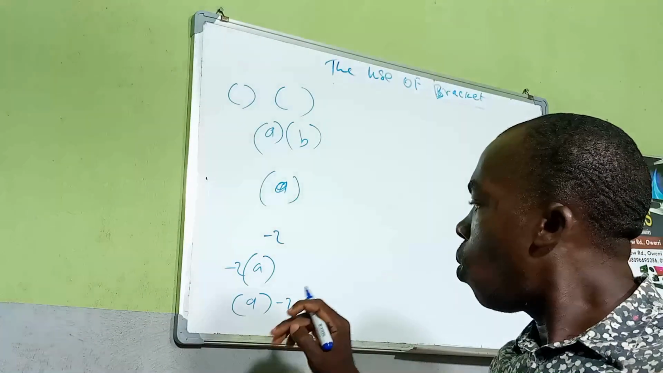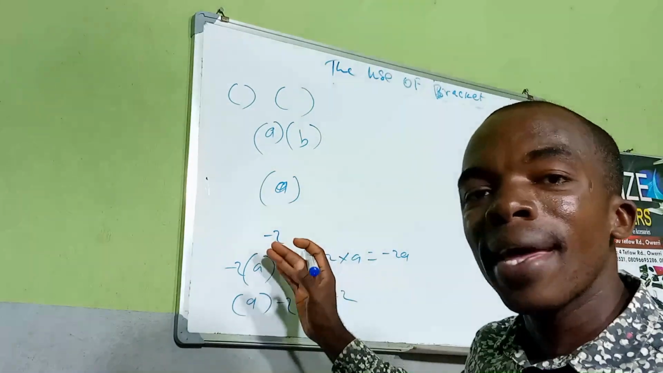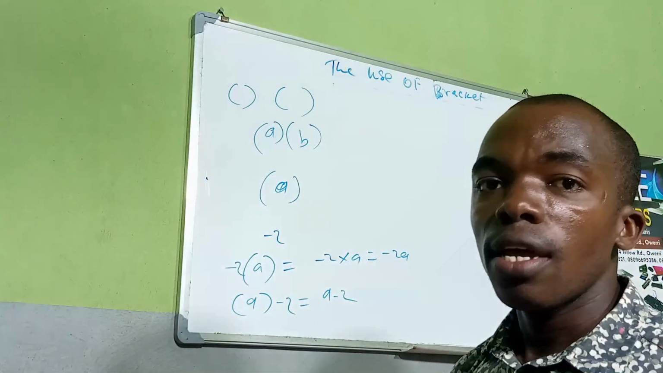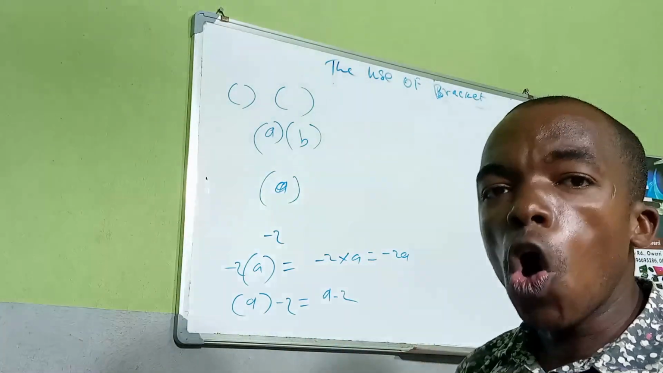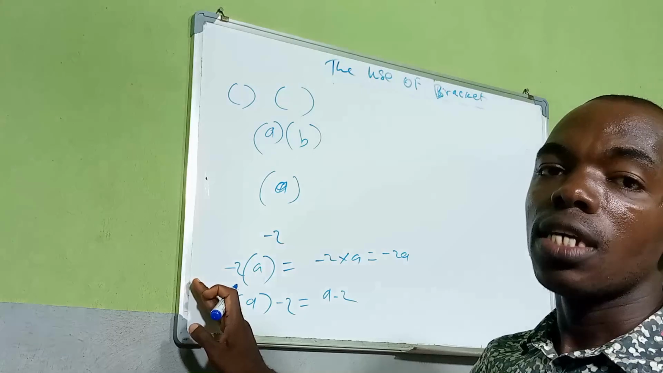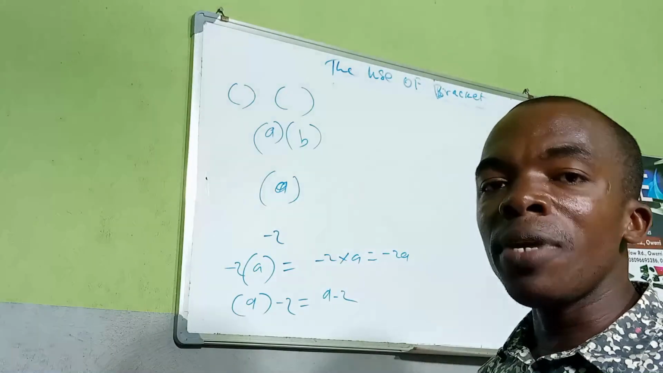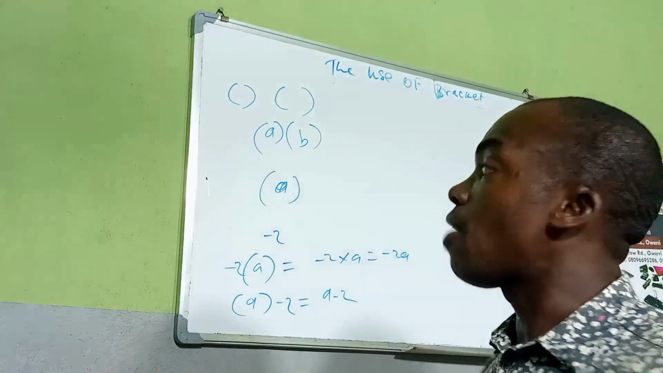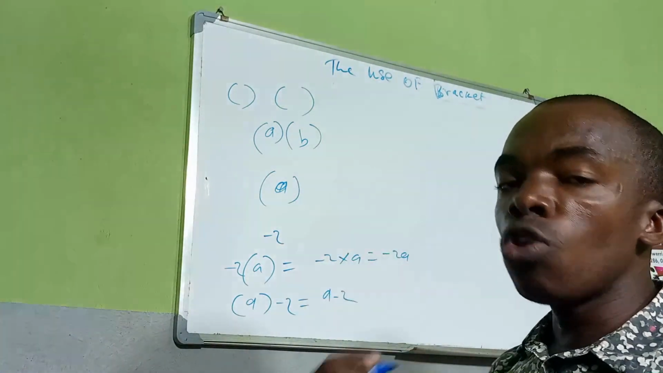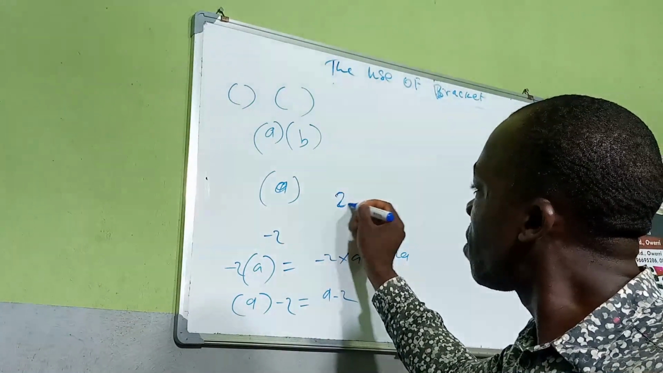Do you get? So if a naked number will multiply a bracket, it must come in front of that bracket. Then whenever the number comes at the back of the bracket, it simply means subtracting or adding that number to that bracket.